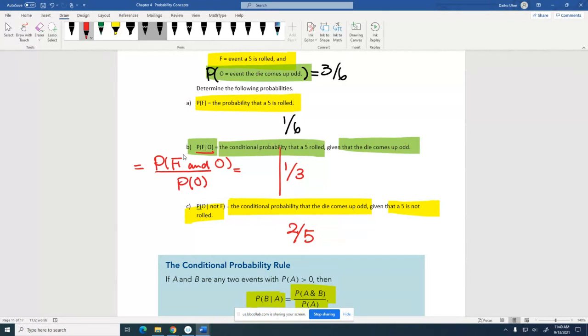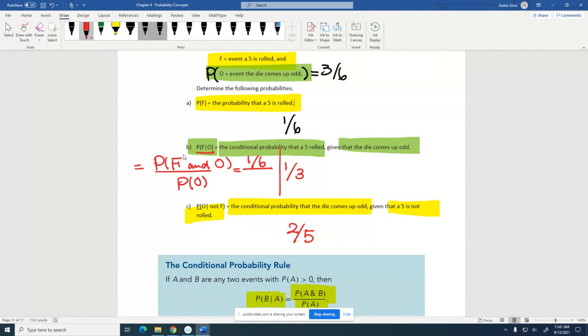So how can I interpret 5 and odd number? You know the 5 is itself an odd number, right? So how many cases are 5 and odd among the 6? There's only one case, the case of 5. Does it make sense? It's because the 5 is itself the odd number. So the joint probability F and O, there's only one case, the number 5 out of 6. So in the numerator I just plug in 1 out of 6.